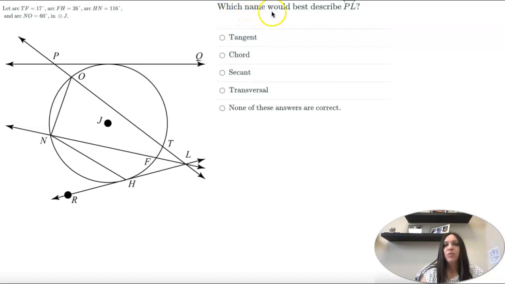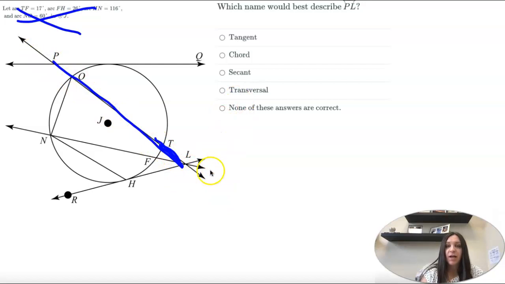Okay, which name would best describe P to L? So here's P, here's L. And again, we're given all this stuff that we don't need. This is just asking for a definition of a line. This line goes through the circle, out both sides. It's a secant.